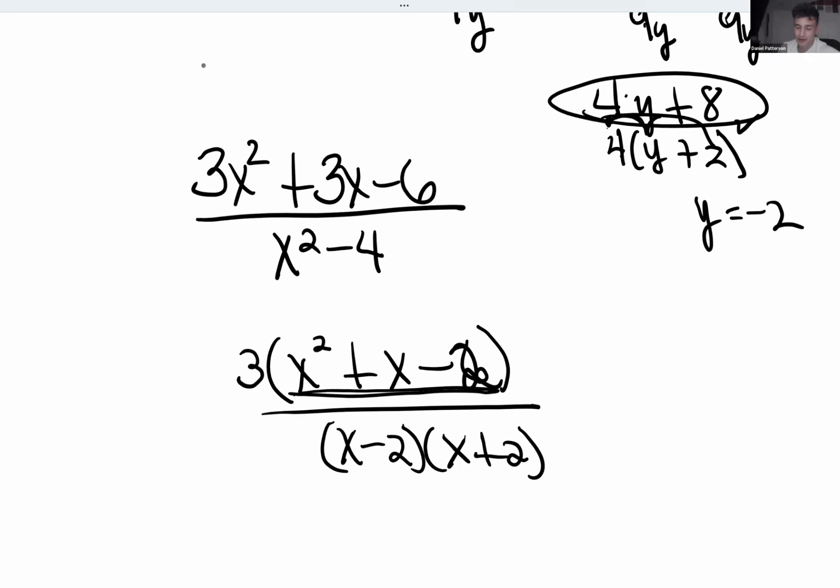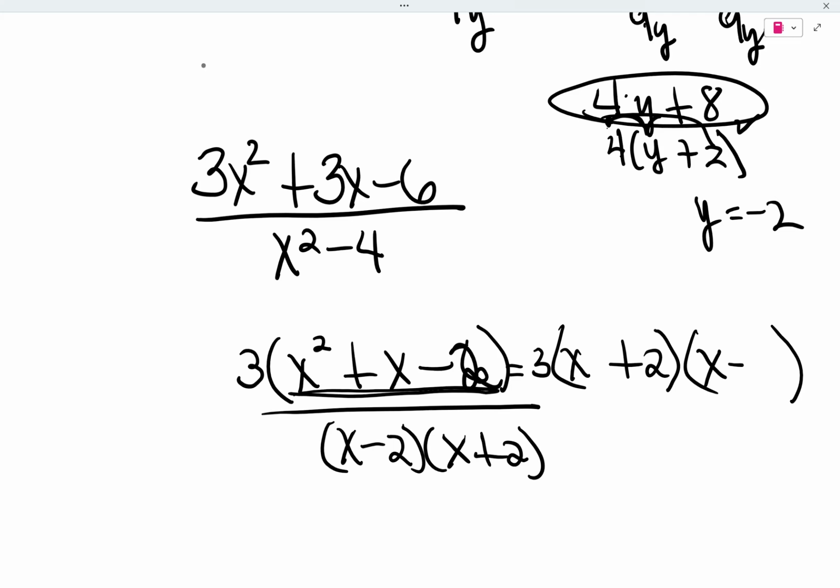Is it a perfect square or is it like one minus one? No, it's not a perfect square. So let's just do the math. If I'm looking at this, x times x is x squared. We agree? This is a +2, so this has to be a +2 minus 1, because I need a -2. Do we agree? And this is x minus 2 times x plus 2.